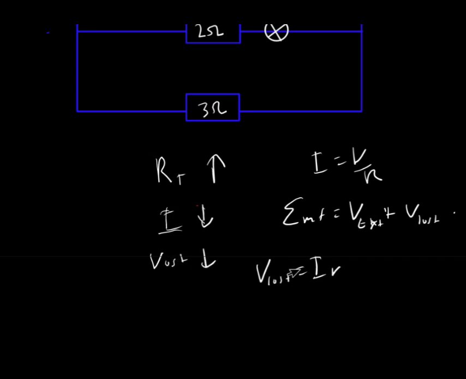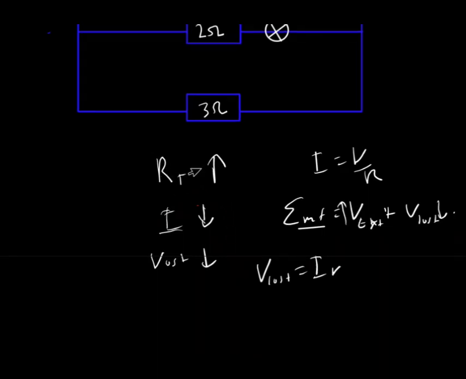After you have talked about V lost, notice that here V lost has to go down. EMF is always constant for the battery. So if this goes down, for this to remain constant, this has to become bigger. That's how it is. So I want you to understand that EMF always remains constant. So if V lost goes down, V external will have to increase.